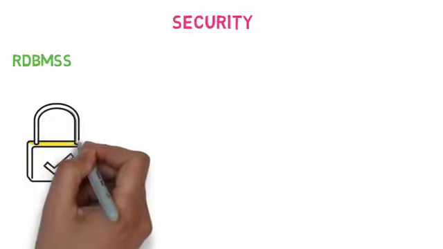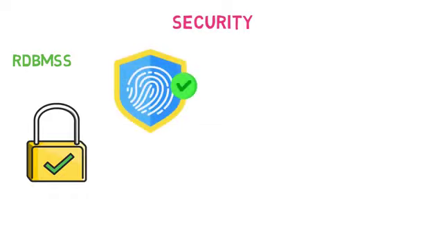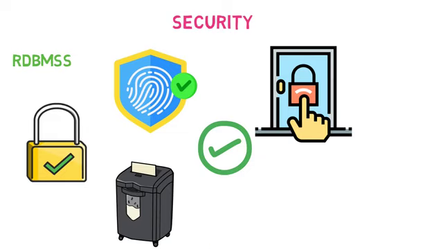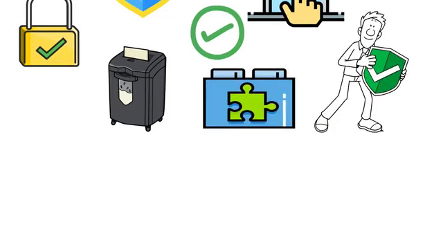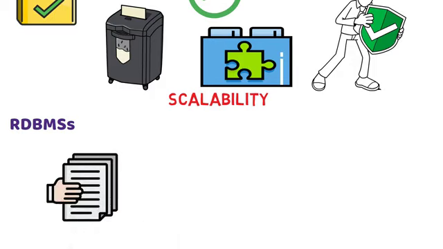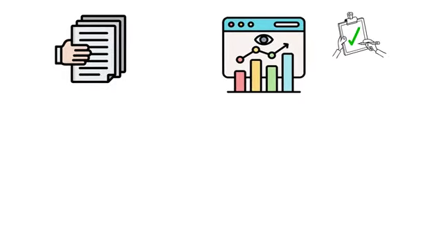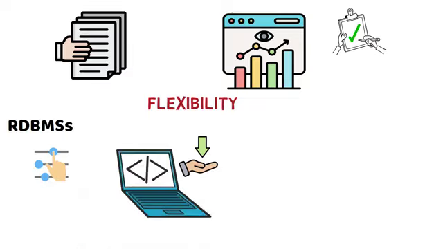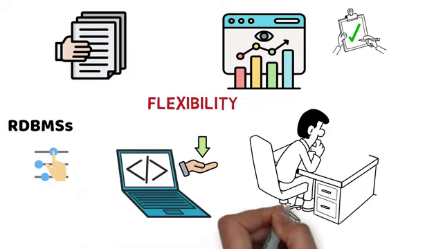Security. RDBMSs offer robust security features, such as user authentication and access controls, to ensure the confidentiality, integrity, and availability of data. Scalability. RDBMSs can handle large volumes of data, making them suitable for business intelligence applications. And finally, flexibility. RDBMSs can be customized to meet the specific needs of different applications, enabling users to create custom queries and reports.